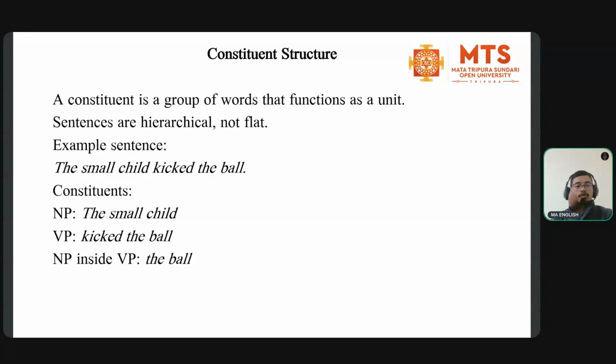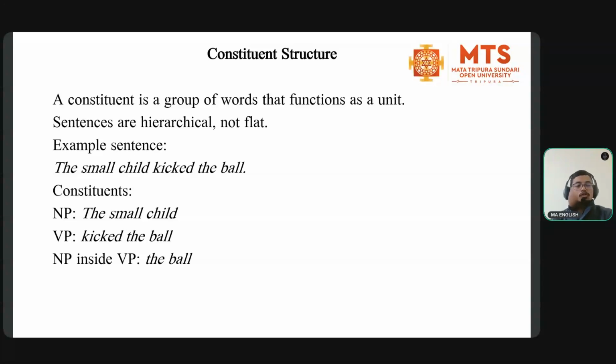and phrases join to form sentences. So, for example, in the sentence, the small child kicked the ball. Again, look at the same example. The word child is inside the phrase the small child, right? That phrase is part of the whole sentence. So this hierarchical structure explains why some word groups behave as units.